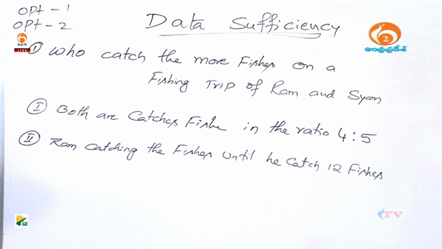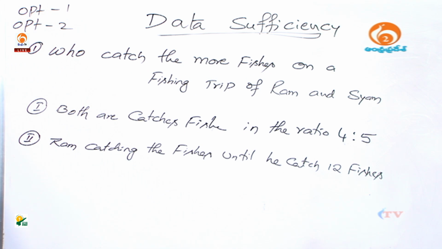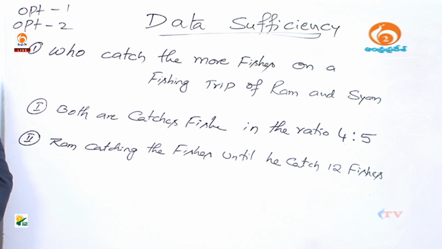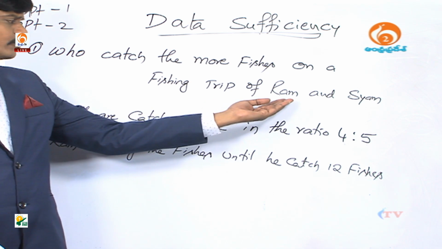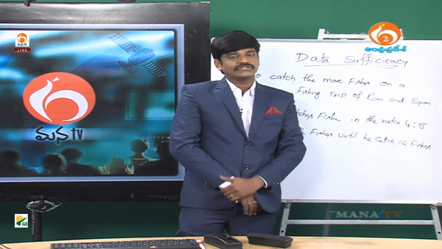Right. Now which conclusion is sufficient to give an answer for the given question? Who catches more fishes on a fishing trip of Ram and Shyam? Ram and Shyam are on a fishing trip. In this trip, who catches more fishes? They are asking who catches more, whether or not you know the numbers. For example, Ram catches 20 fishes or Shyam catches 30, or Ram catches 40 and Shyam catches 30.